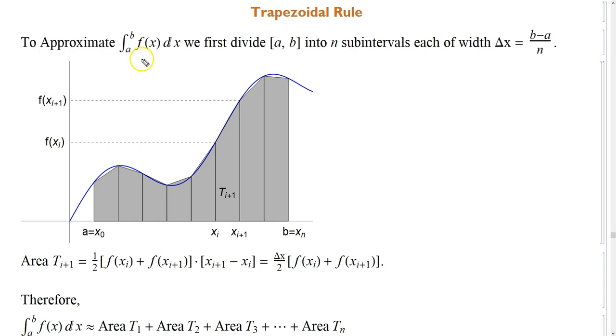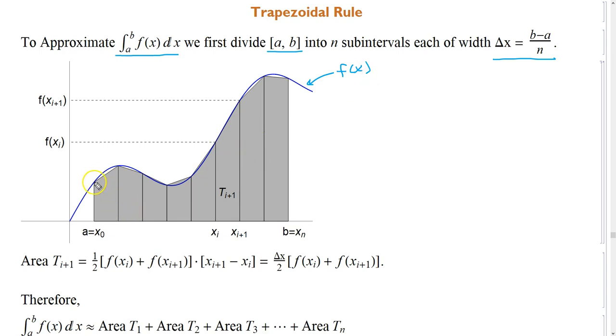Now for the trapezoidal rule, we want to approximate this definite integral, and what we're going to do is divide the interval ab into n subintervals. Each of them will be of width b minus a over n, and we'll denote that by delta x. Down here we have a graphic of what's going on. The blue curve is our function f of x, y equals f of x.